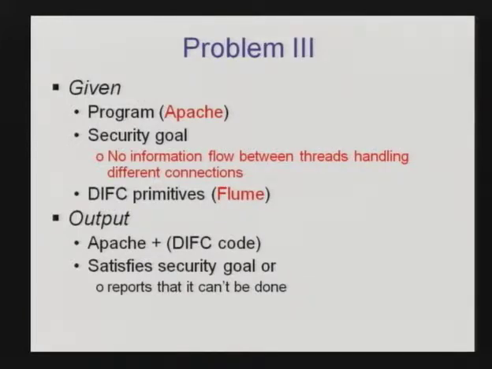And here the idea is that you are given a program like Apache with no information flow stuff in it, okay? And you have a DIFC enabled operating system like Flume. DIFC is decentralized information flow control enabled operating system. Think the ideas of JIF, but carried over to the operating system. And what we have is a system which gives you output as Apache plus all the DIFC code that you need to run on Flume.